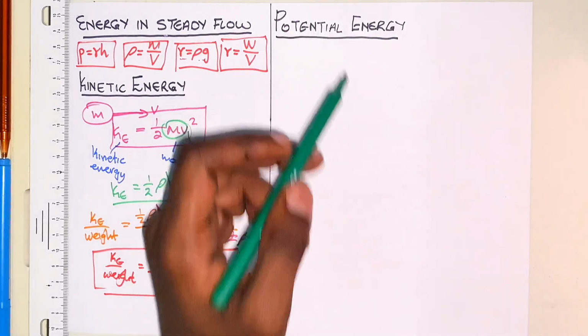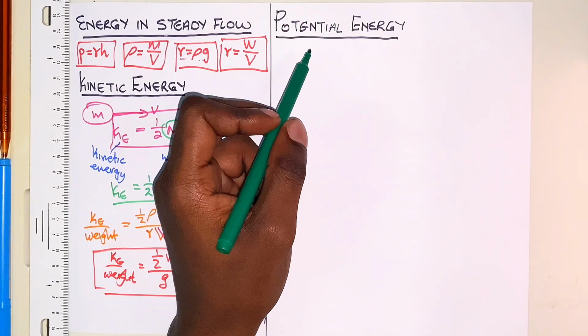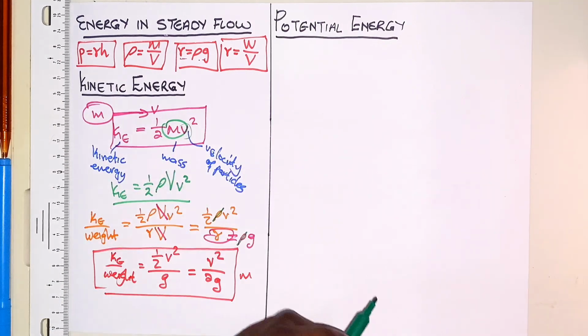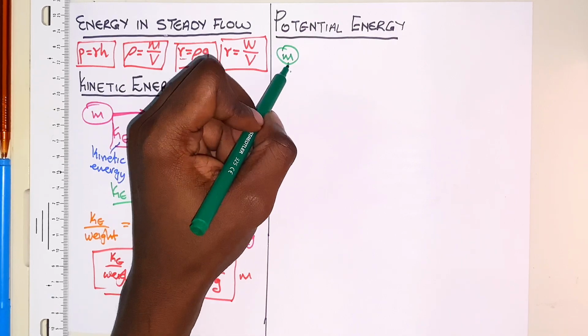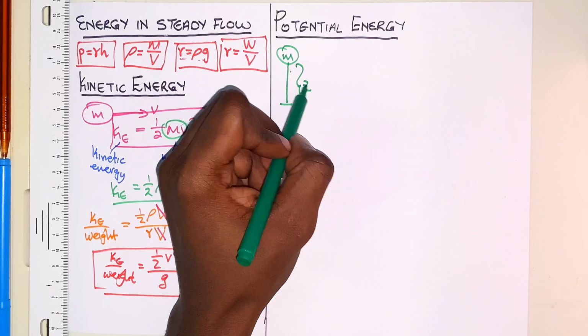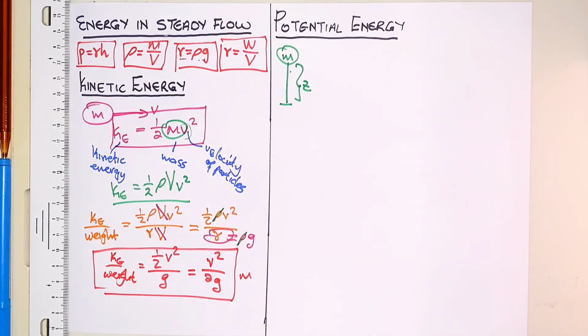Next up, we have potential energy. This form of energy arises due to the position of the fluid element with respect to some reference level. So if you have some body that has mass and it has some sort of elevation, we can say represented by Z, then that particle has potential energy. In fluid flow, the potential energy can be understood in terms of gravitational potential energy and pressure potential energy.